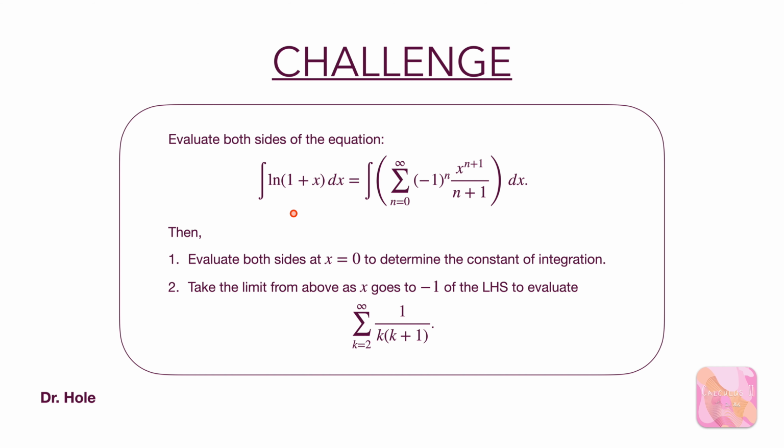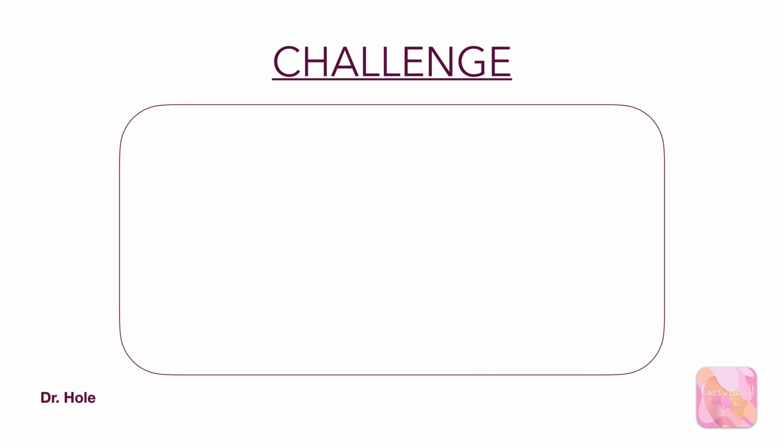And likewise, integrate and evaluate both sides at x equals 0 like we did in the example to determine the constant of integration. And then further, take the limit on the variable x as x goes to -1 from above in order to produce a value for this right-hand side for this expression. And that's a challenge problem.